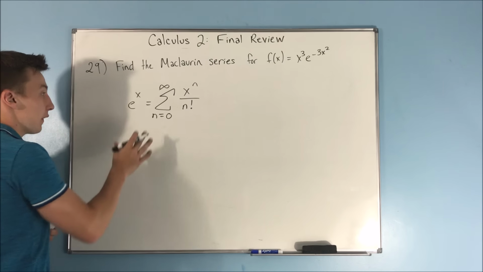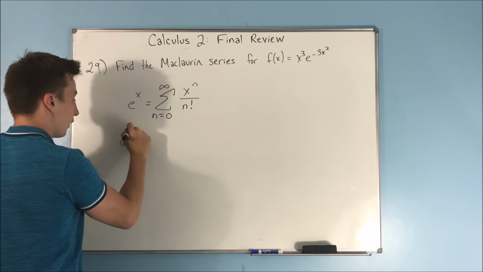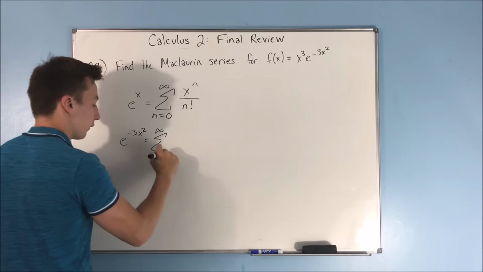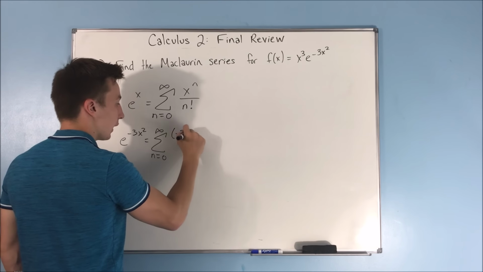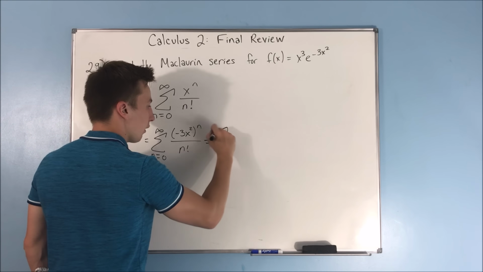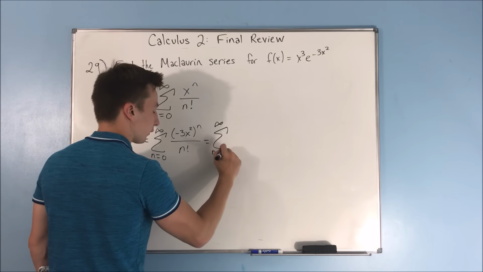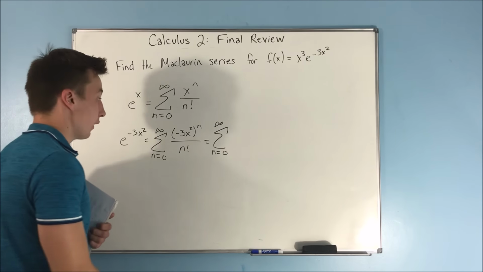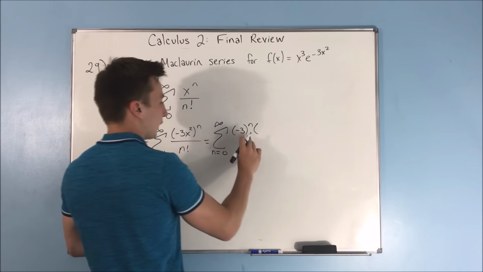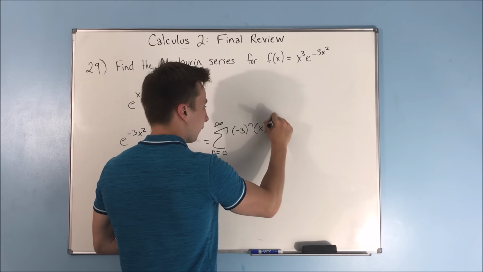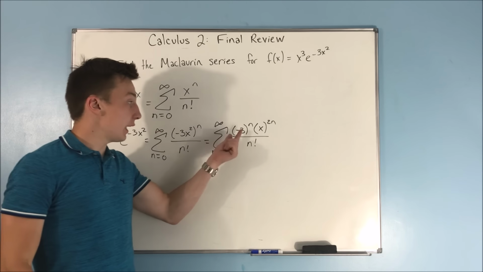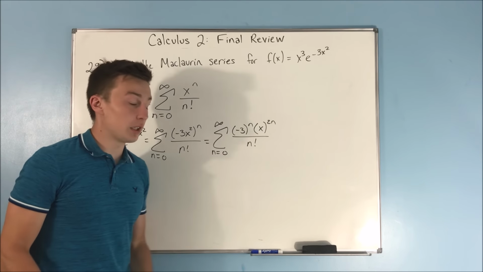So if we know that this is e to the x, then we can figure out what e to the negative 3x squared is. We just plug in a negative 3x squared wherever we see an x. That's going to give us negative 3x squared to the n over n factorial, which we can write a little bit nicer as the sum from n equals 0 to infinity of negative 3 to the n times x to the 2n over n factorial. And you can even take this further and write it as negative 1 to the n times 3 to the n. It's up to you.